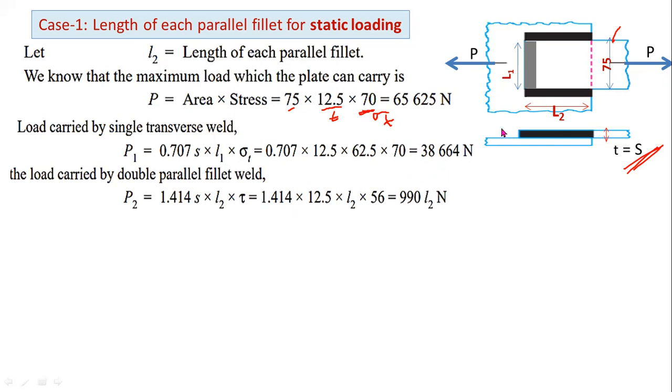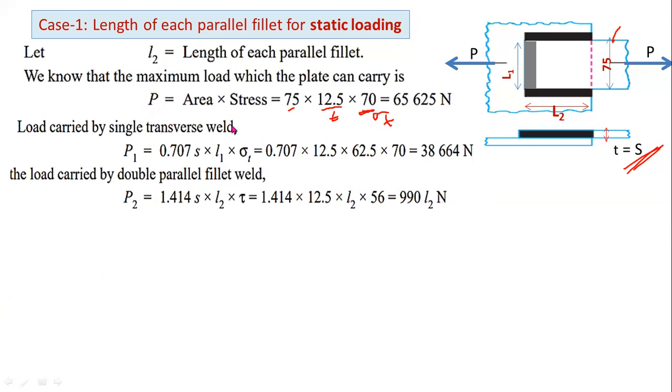Now P2 is the strength for double parallel fillet welds. For double parallel fillet weld, we have to consider 1.414 into S into L2 into tau. That is the formula for double parallel fillet weld. Here the answer is 990 into L2 newtons. The value of L2 is not given, so we have to determine that value.